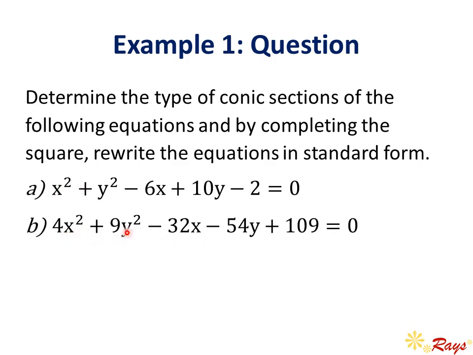Second question, both x and y are squared. However, they have different coefficients. So this is an ellipse. Third one, only x is squared. So this one is a parabola.